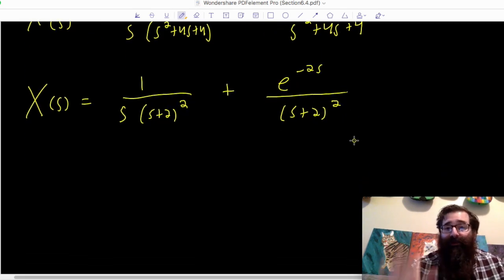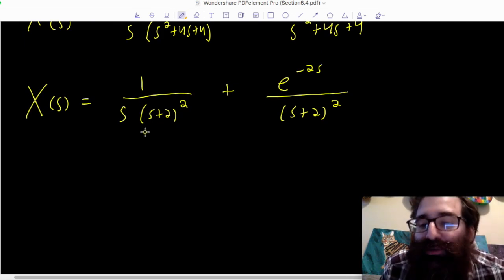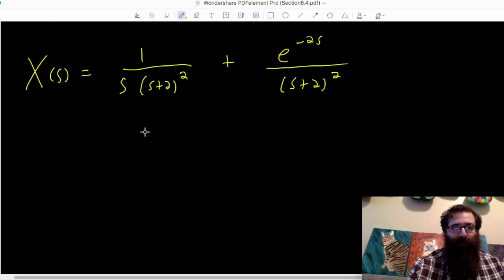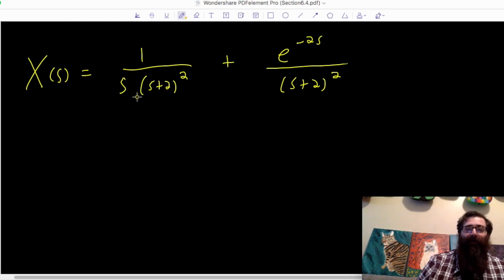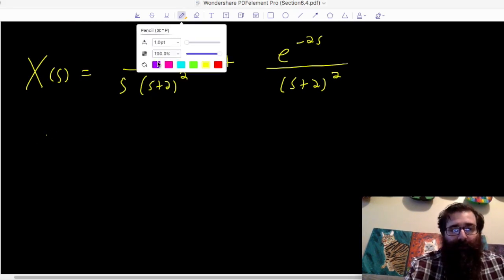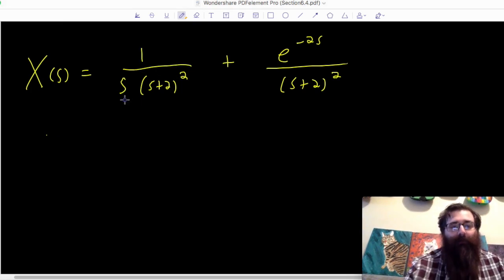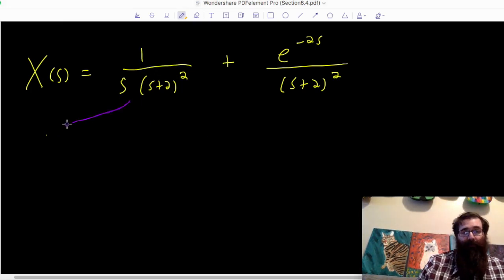Now we're going to work with these separately. We're going to have to do something very special with the second fraction. We'll be able to talk a bit about it. But for this first one, partial fraction decomposition. So we've got a bit of PFD we're going to have to work with here. So let's get a different color and try to work with this.